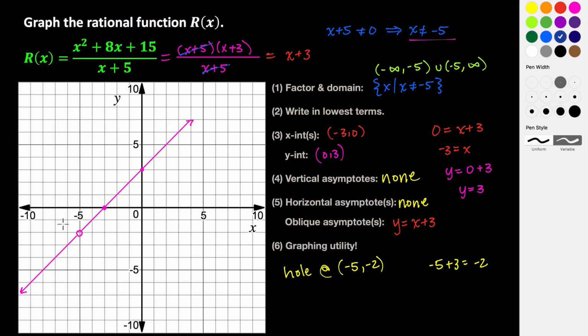So it just looks like a line, but it has a hole here at -5, -2. And then we had our x-intercept here at -3, 0. And we had our y-intercept here at 0, 3.